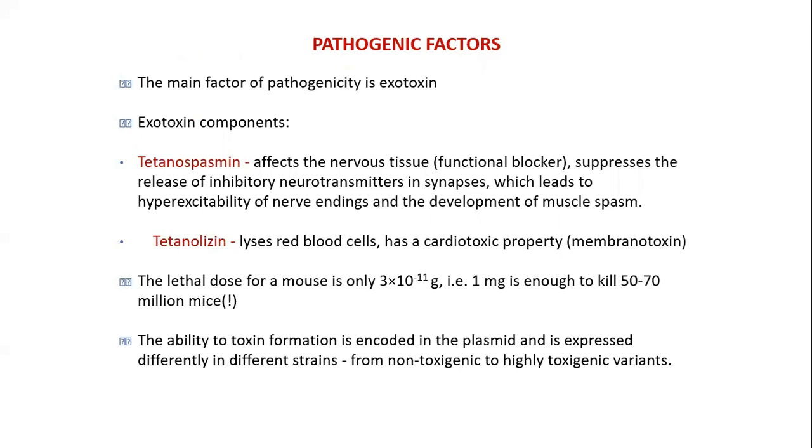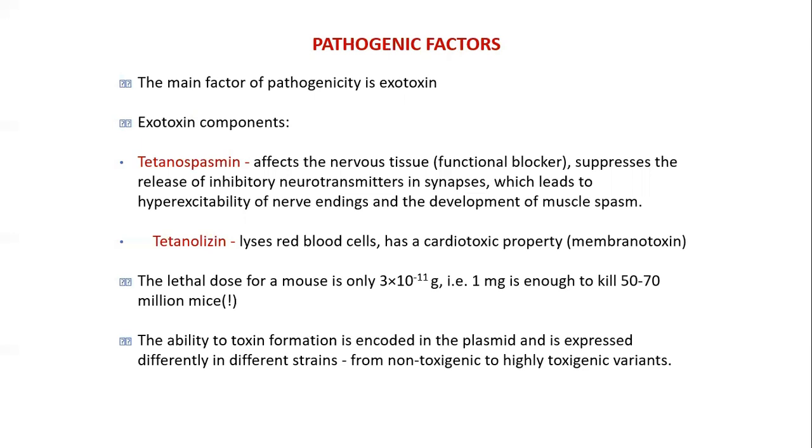Pathogenic factors. The main factor of pathogenicity is exotoxin. Exotoxin components. Tetanospasmin affects the nervous tissue, suppresses the release of inhibitory neurotransmitters in synapses, which leads to hyperexcitability of nerve endings and the development of muscle spasm. Tetanolysin lyses red blood cells and has a cardiotoxic property.